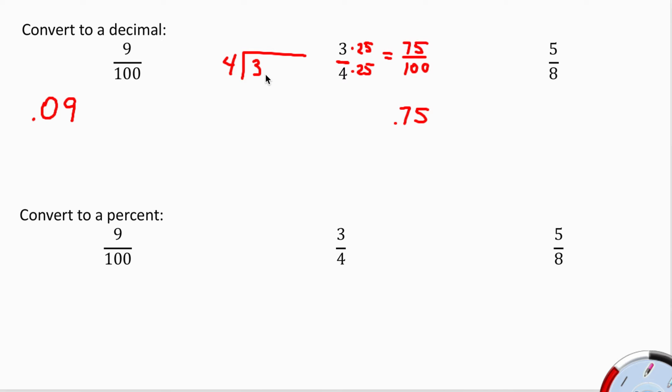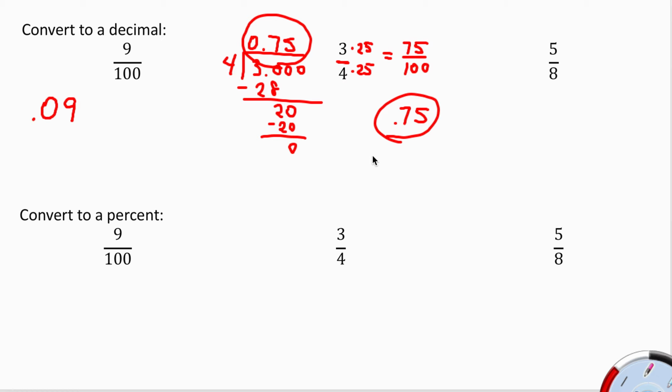Numerator inside. Add a decimal and some zeros. 4 doesn't go into 3. 4 goes into 30 7 times. 7 times 4 is 28. Subtract. Bring down. 4 goes into 20 5 times. 5 times 4 is 20. And when there's no remainder left, there's your decimal. Same thing we got over here, right?